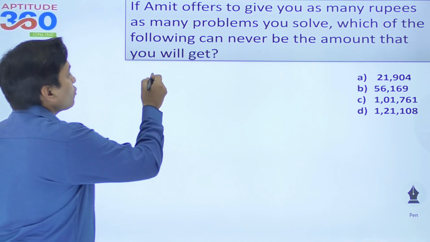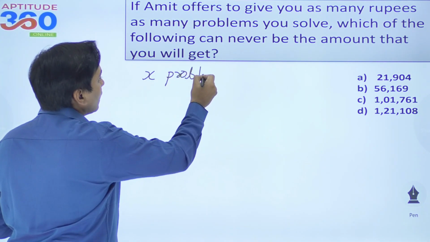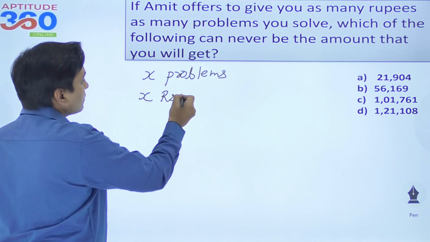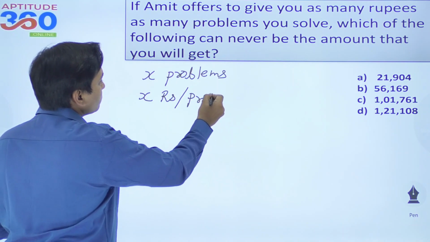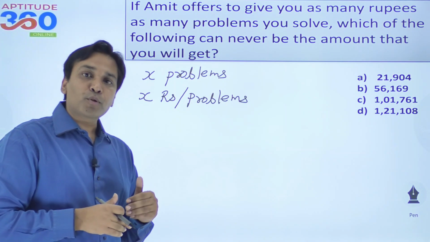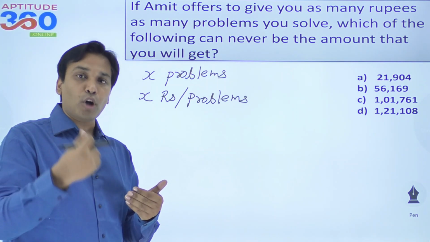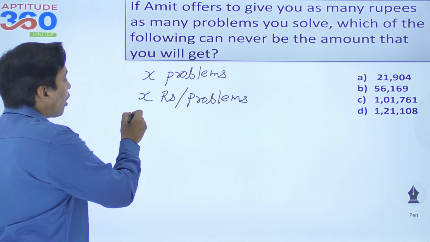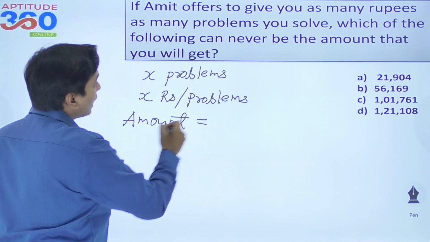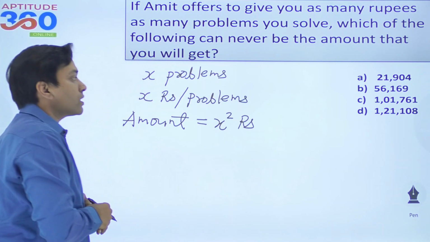So if you solve X problems, I will give you X rupees per problem. That is what I am saying, right? So the number of problems that you will solve and the amount that I will give you per problem will be the same. So what is the total amount that I will be paying you? The total amount is X into X, which is X square rupees. I hope you are understanding this.